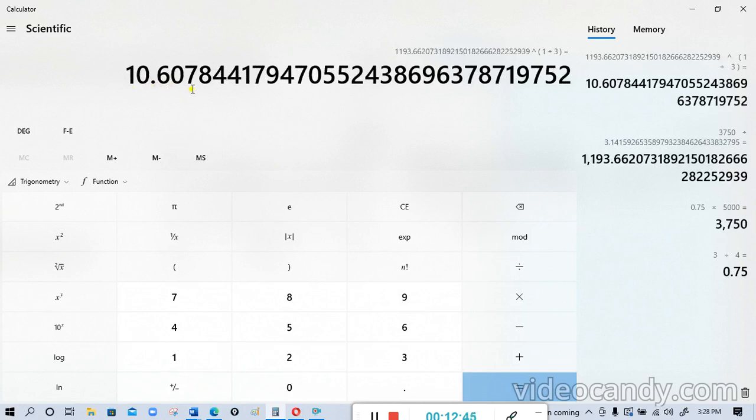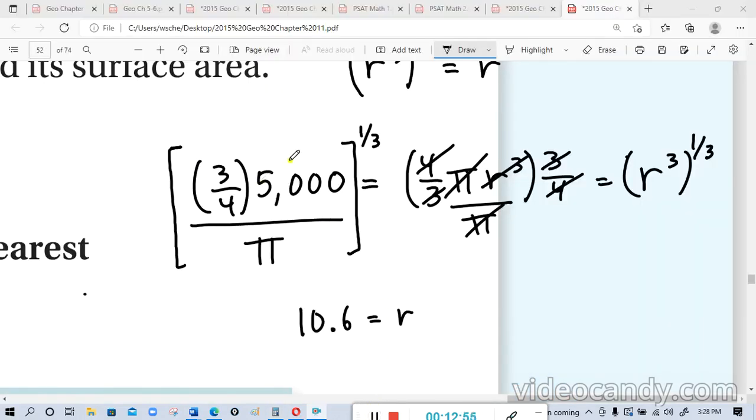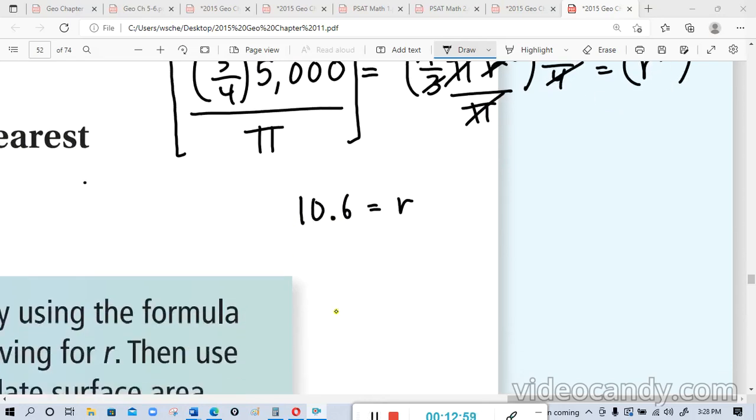Just like we said before, you can store this number in the calculator. I don't think it's going to matter on this one, so I'm just going to use 10.6 for the radius. So this whole mess right here works out to 10.6 for the radius, and from here it's very easy.